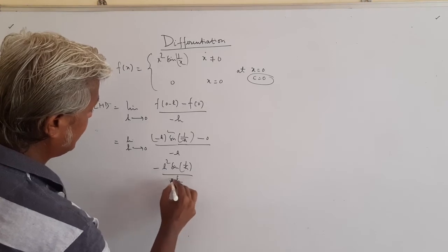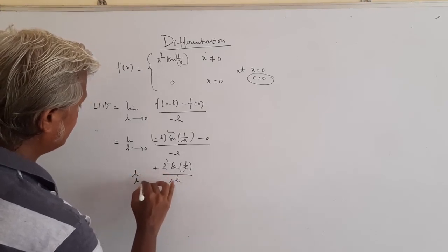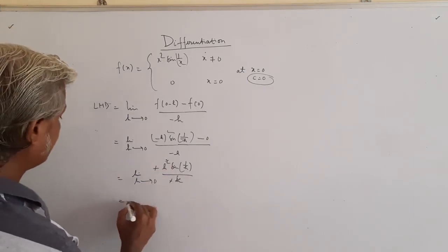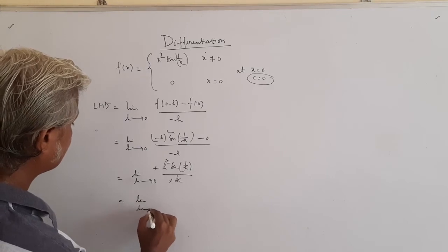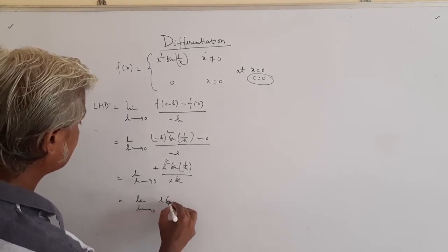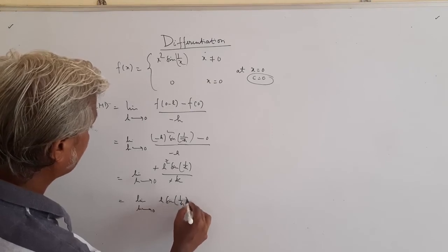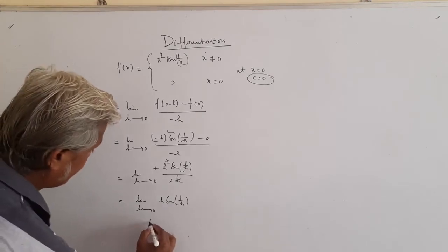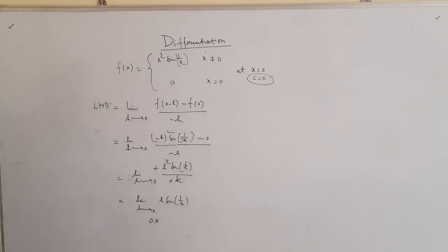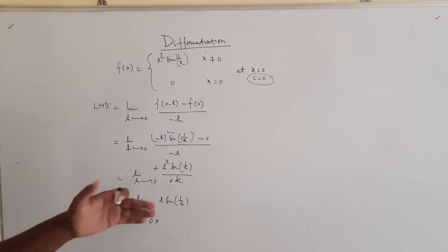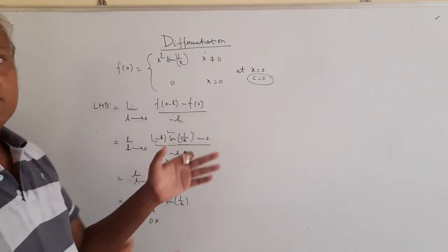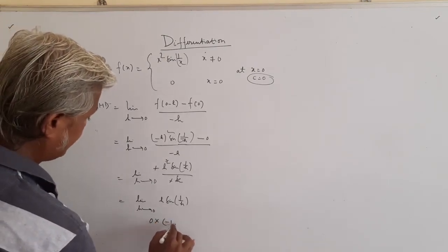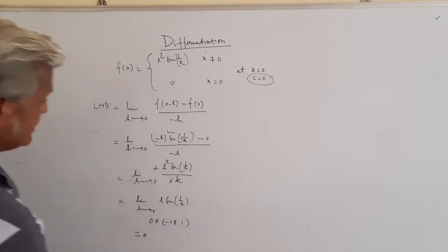Now this minus h and minus cancel each other, limit h tends to 0, this h also cancels, so you get limit h tends to 0 of h sine 1 by h. Now h is tending to 0, so this value will become 0 into whatever value of sine 1 over h, and we know that sine theta has its value fluctuating between minus 1 and plus 1 all the time. So this can be 0 into anything fluctuating between minus 1 and 1, but finally it is 0.